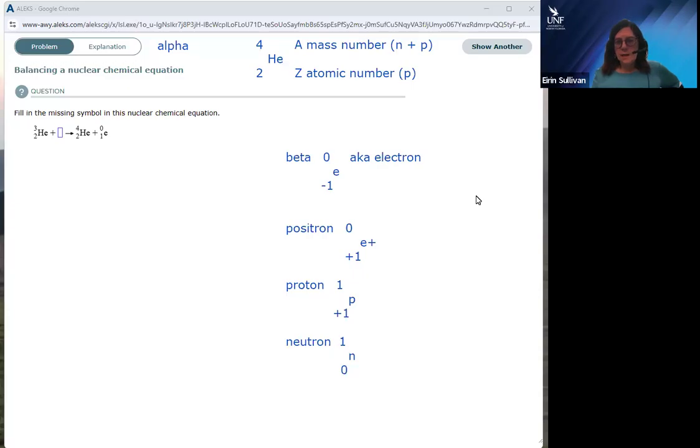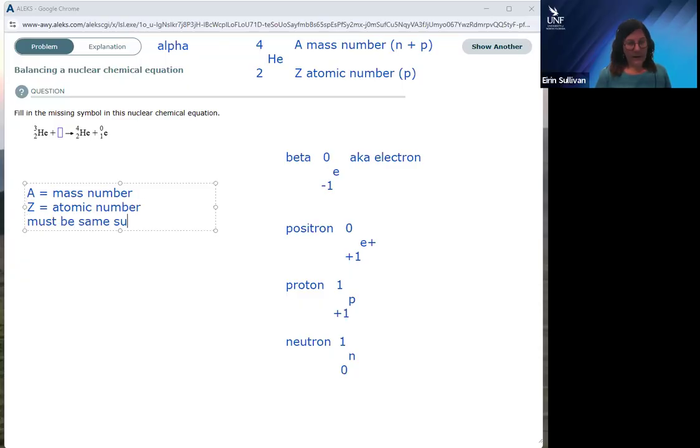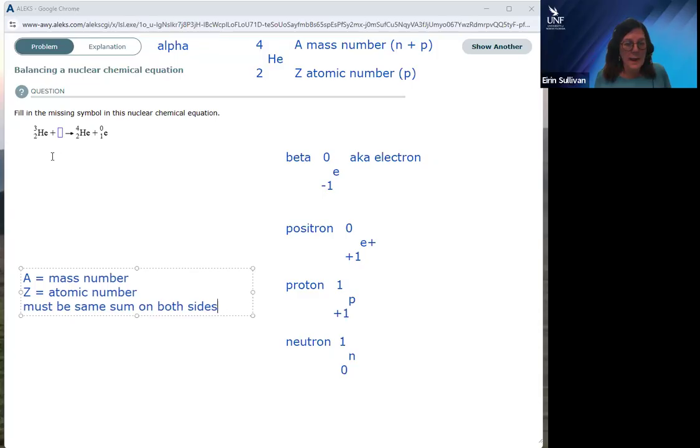So balancing a nuclear chemical equation, what we need to do is make sure that the mass number A is the same on both sides of the equation when we add them all together, and the atomic number or the proton number must also be the same sum on both sides. So what we're essentially doing in this equation is we have one blank on the reactant side. We're solving for A and Z, and then we'll have to deduce the identity of the element X in this gap. So let's look at the mass numbers first.